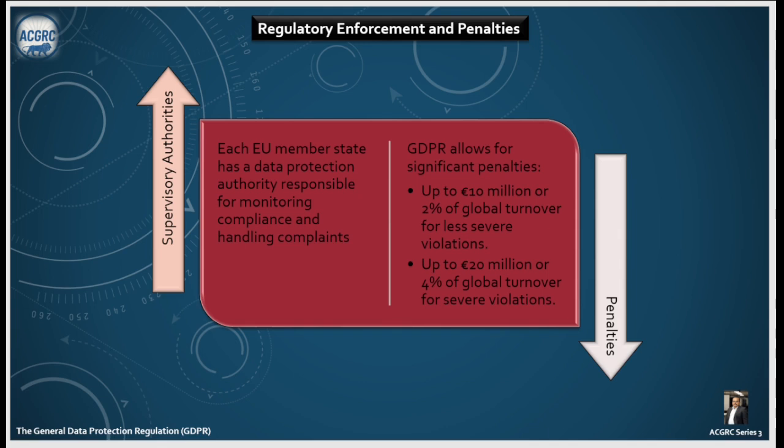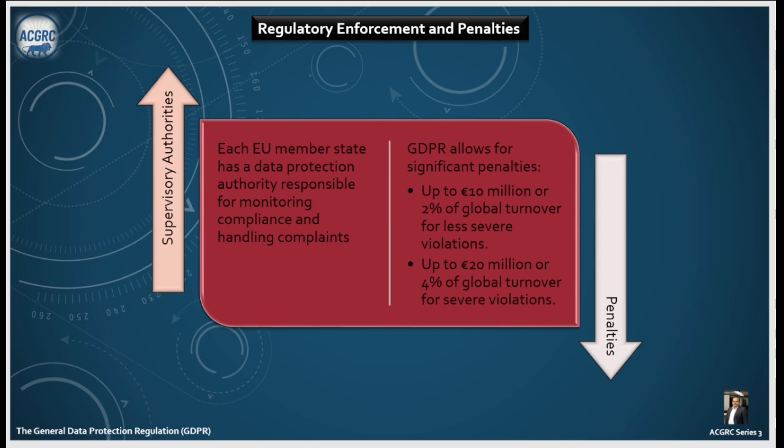From a penalties perspective, GDPR allows for significant penalties: up to 10 million or 2% of the global turnover for less severe violations, or up to 20 million or 4% of the global turnover for severe violations. Do note, the higher the supervisory authority control, the lower the penalty would be. That is, if you are following the GDPR guidelines as expected, your penalties would be lower if there is non-compliance, or nil.